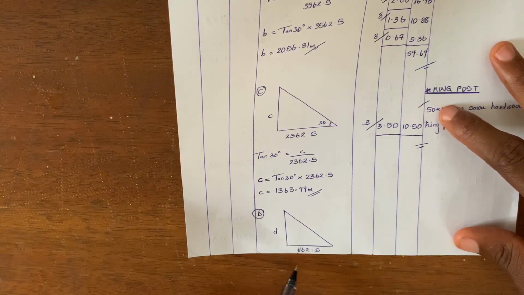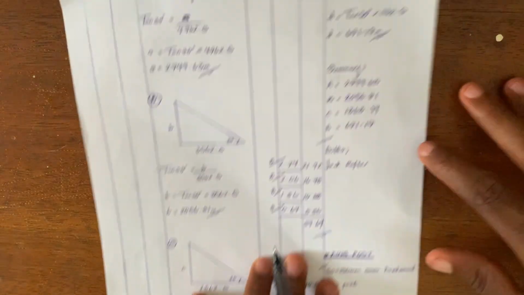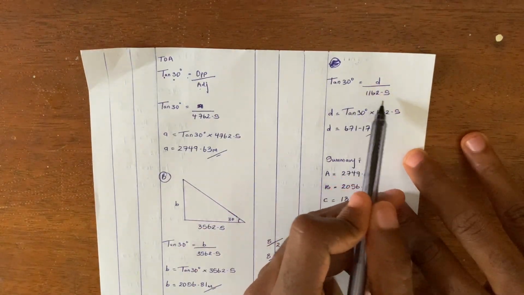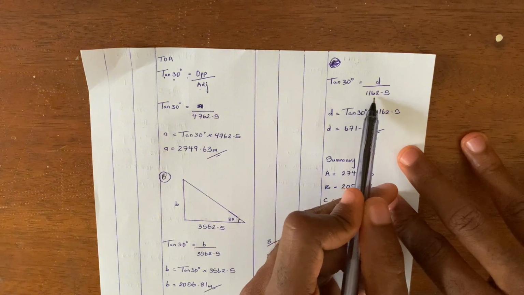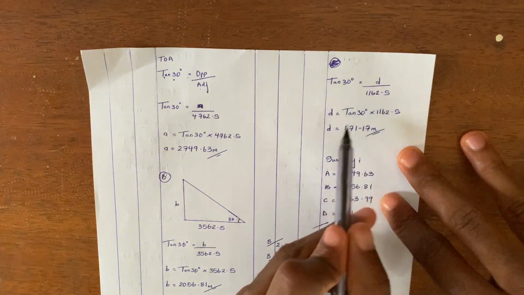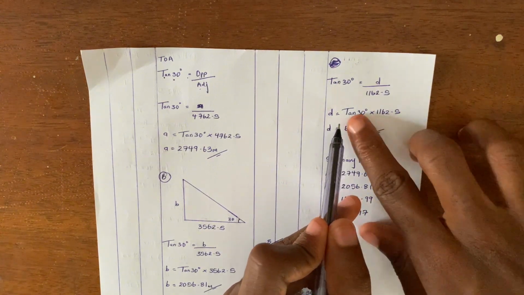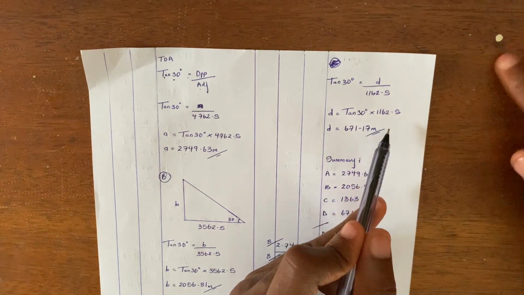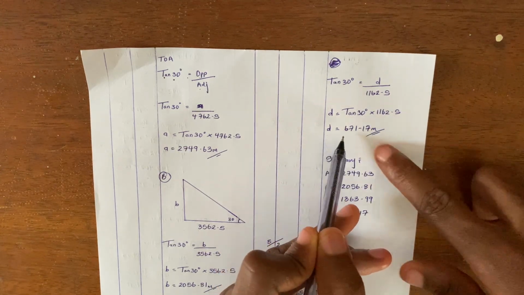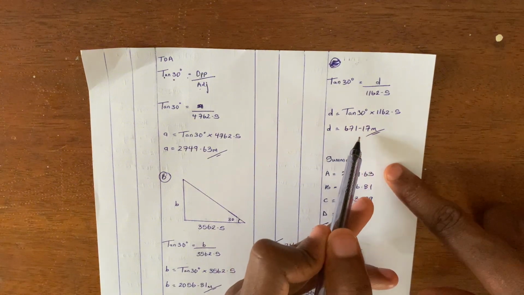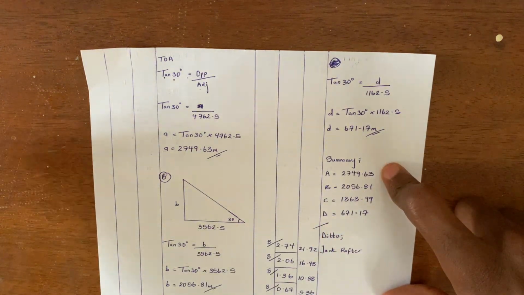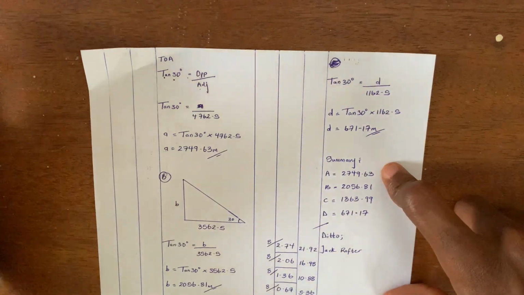1162.5. So we do the same thing. Tan 30 degrees is equal to D all over 1162.5. D is equal to tan 30 degrees times 1162.5. That's when you cross multiply. So D is equal to this, 671.17.